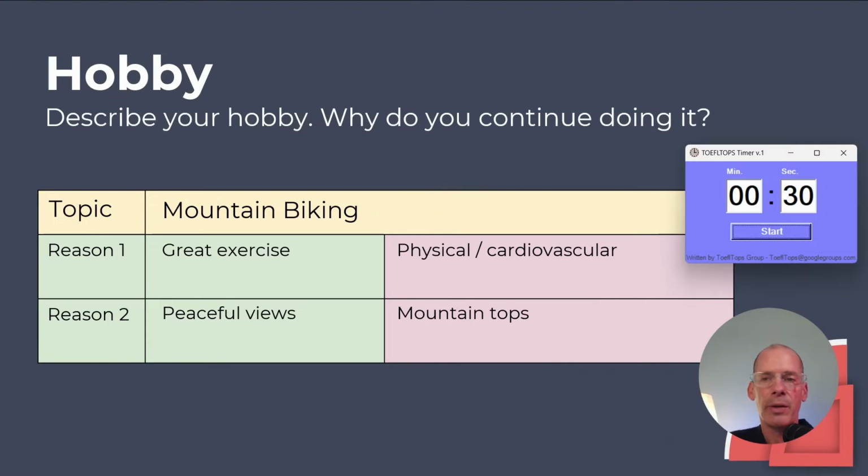Let's try mountain biking. 30 seconds. We hit the start button. I'd like to describe my hobby and why I continue doing it. This is mountain biking. I've been doing this for probably 30 years.